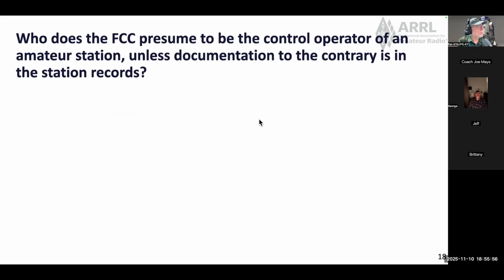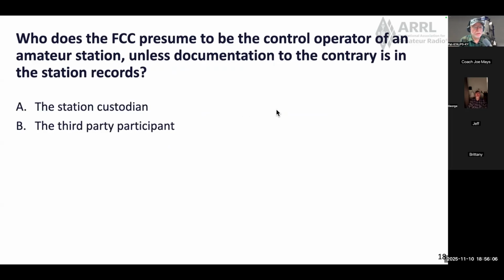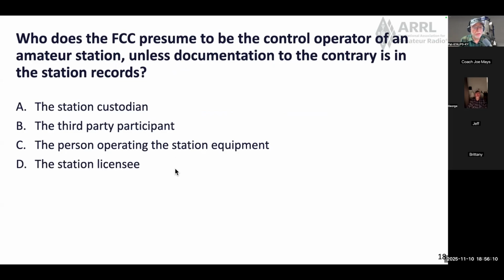Who does the FCC presume to be the control operator of an amateur station, unless documentation to the contrary is in the station records? Is it A, the station custodian, the third party participant, the person operating the station equipment, the station licensee? And this would be D. That is correct. So the FCC presumes that the control operator is going to be the person that owns the station. So the answer is D, the station licensee.